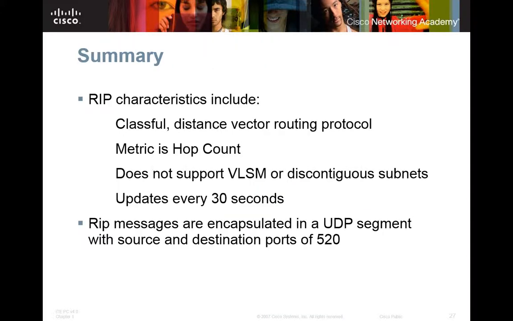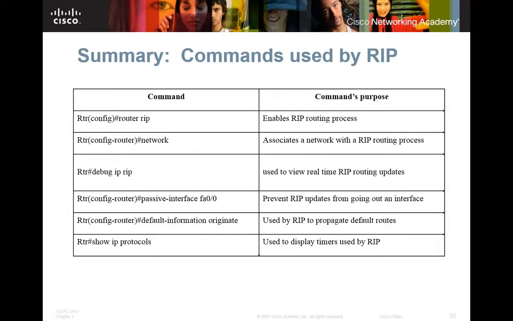Any questions on RIP version 1? So what is the command? Router RIP, and what after that? The network. But what's on the network command? The network IP. Okay? So there's your commands when we're talking about RIP. Pretty simple, right?